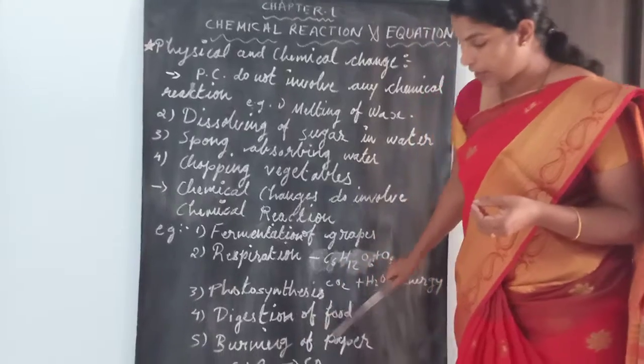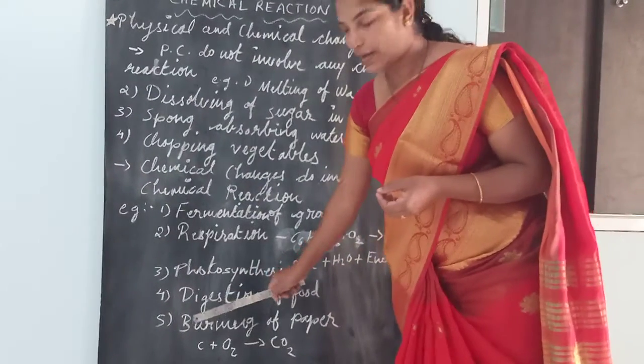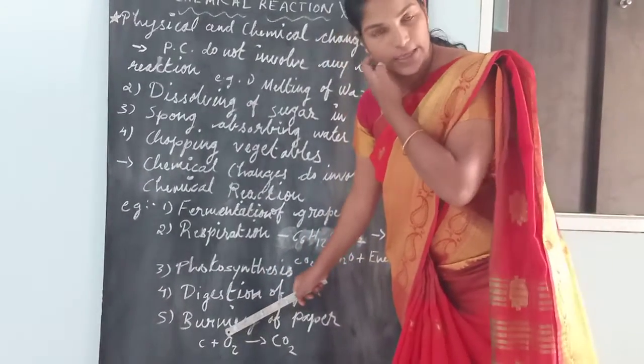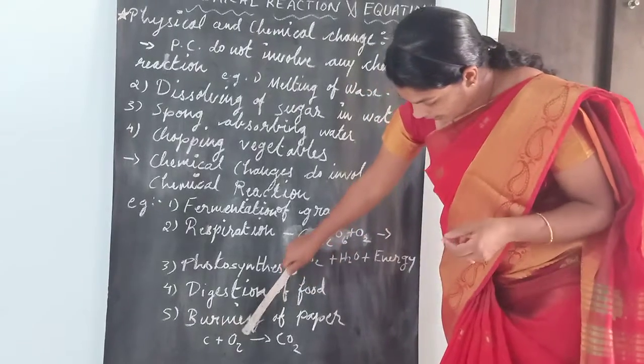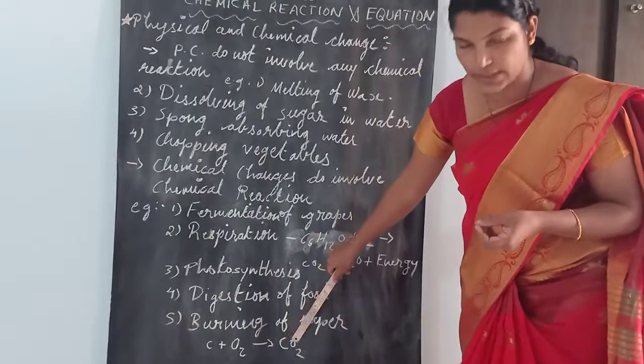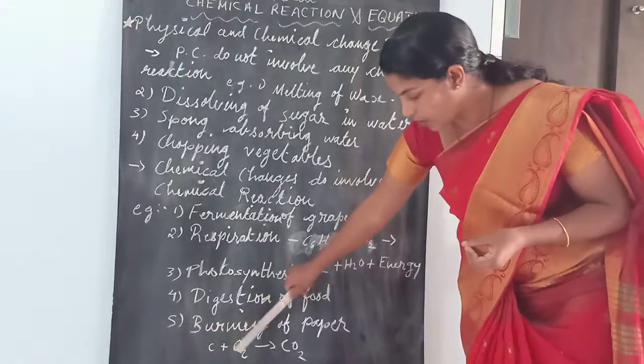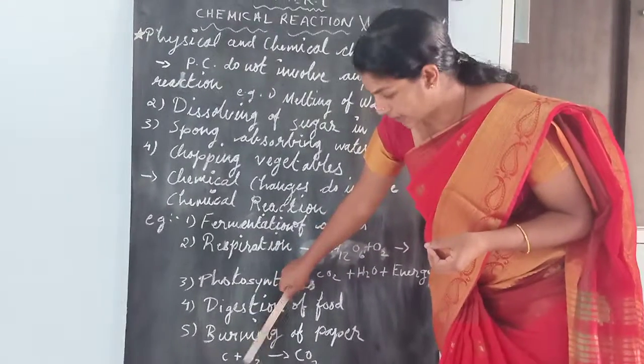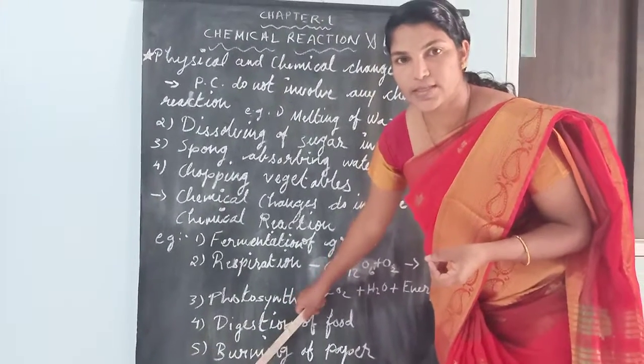Burning of paper: carbon plus oxygen gives out carbon dioxide as a product. So here also we have to say that chemical changes are taking place.